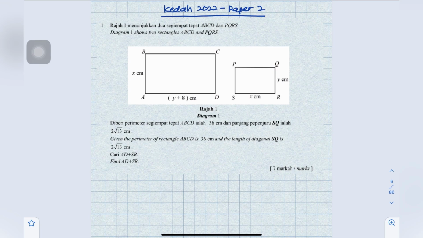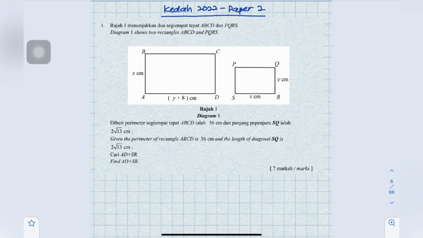Question number 1, diagram 1 shows two rectangles ABCD and PQRS. Given the perimeter of rectangle ABCD is 36 cm and the length of diagonal SQ is 13 cm, find AD plus SR. Okay, so apparently here we have two unknowns, x and y, meaning that we need to create two equations so then we can solve by using simultaneous equation.